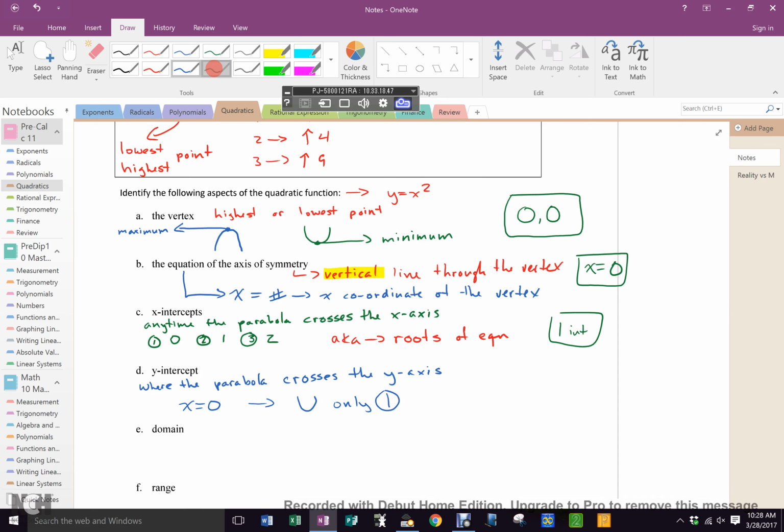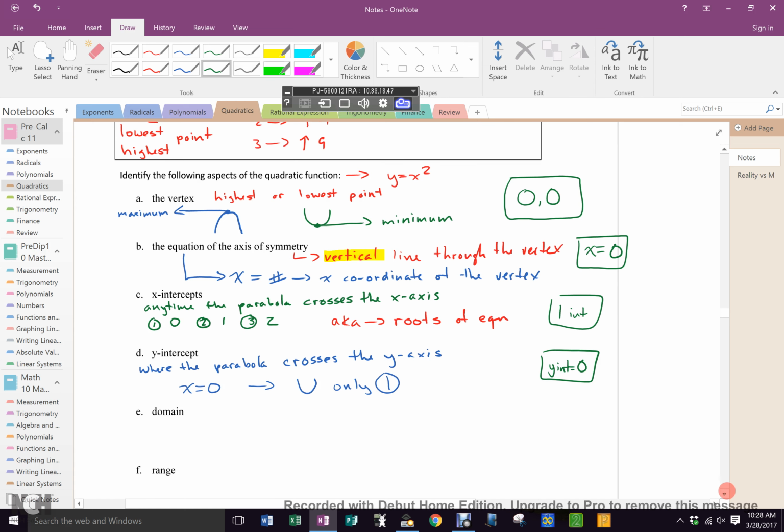What is our y-intercept? The y-intercept equals what? Where does it cross the y-axis? 0. Is everybody cool up to there?